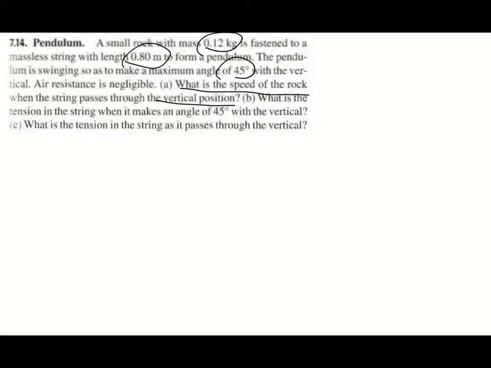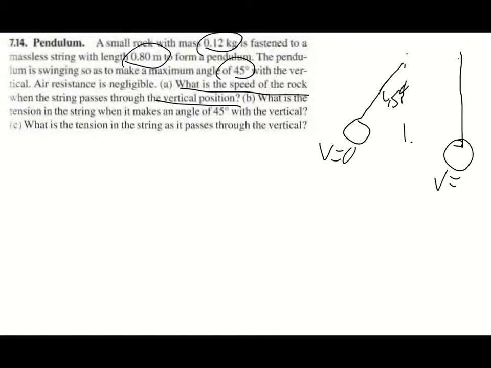Okay, so we're starting at this sort of position here. There's our pendulum. It's at an angle of 45 degrees, supposedly. Its initial velocity is 0. When it gets down to the bottom, we want to find out what its speed is here.